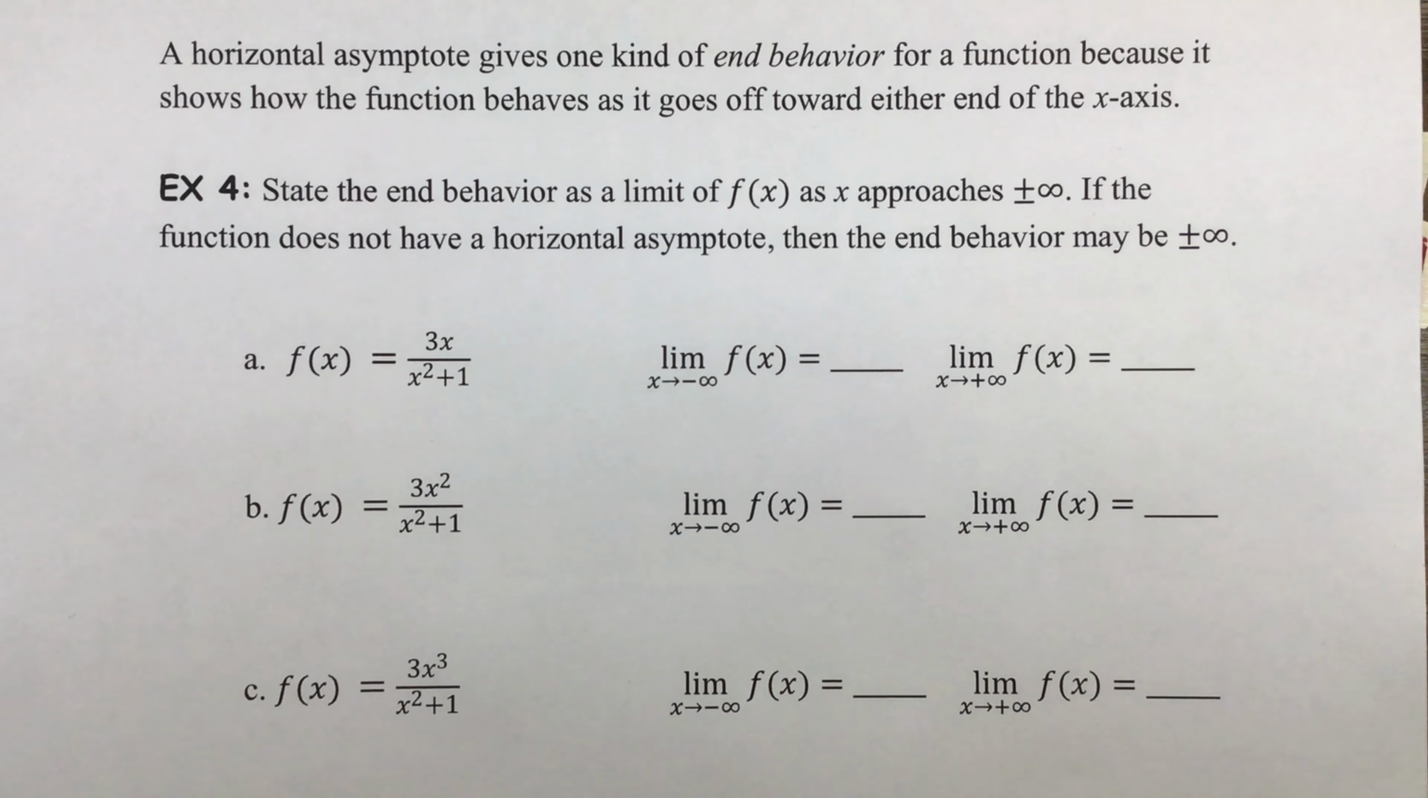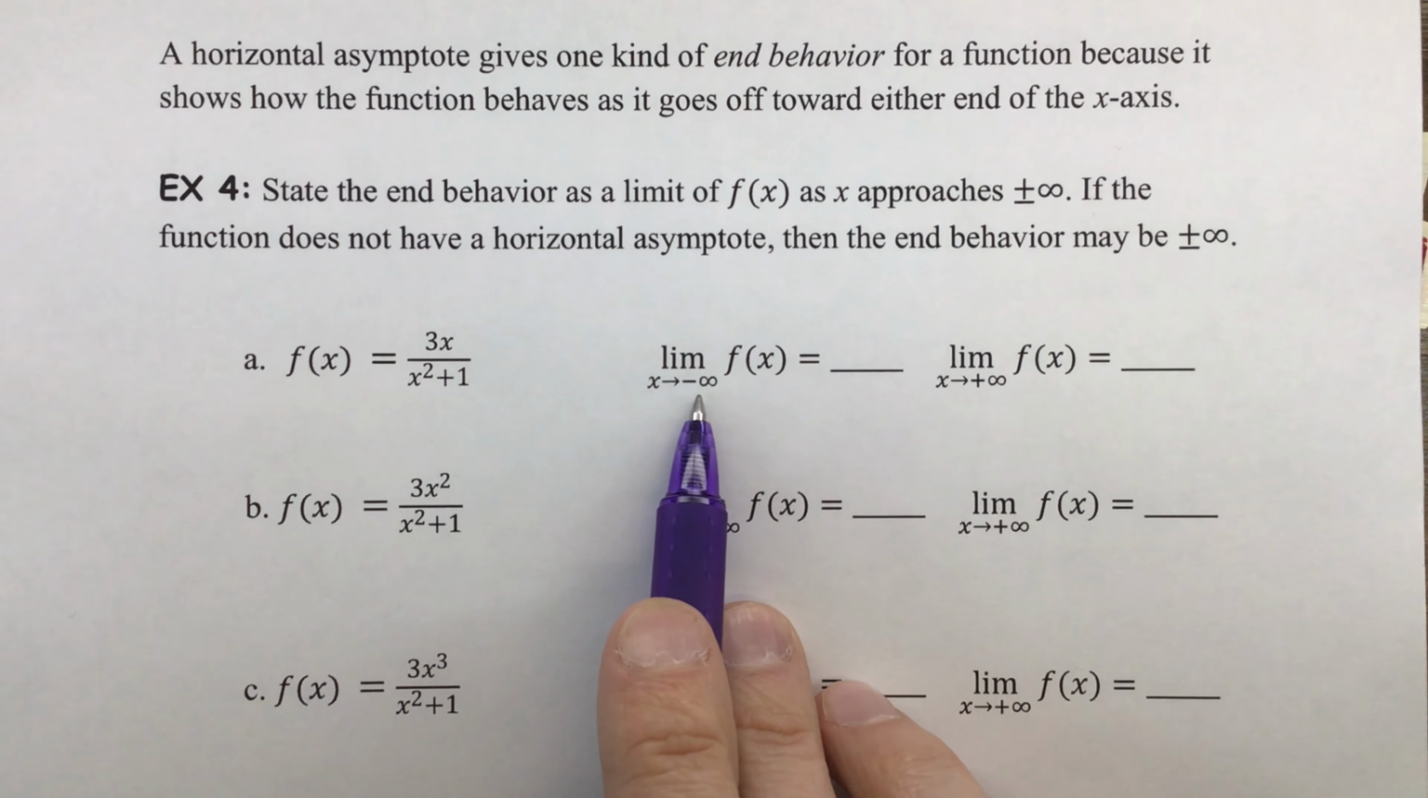All right, so the horizontal asymptotes can give us one kind of end behavior. It can tell us what the graph does as it goes further out to the right or further out to the left. For example 4, we're going to state the end behavior as a limit of f of x as x approaches infinity or negative infinity. So we have to address how it looks on both sides. Okay, this is going to be coming back to the idea of the horizontal asymptote.